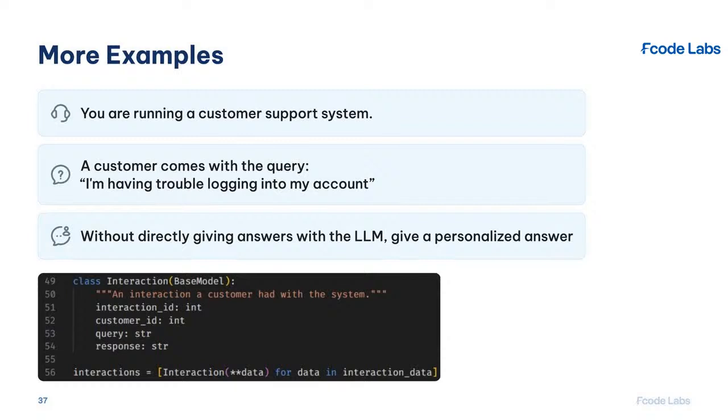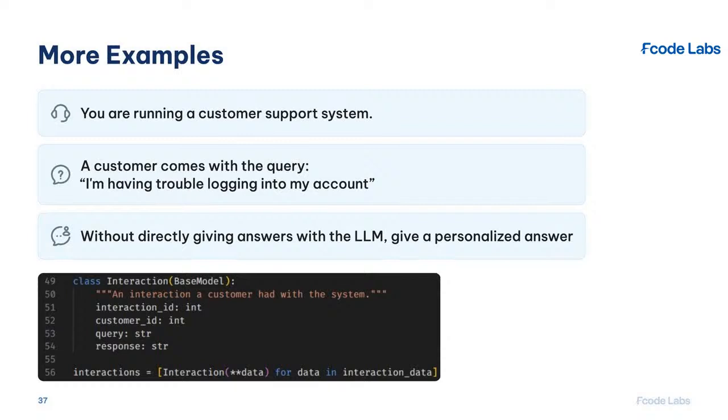So a customer comes with the query, I'm having trouble logging into my account. And without directly giving the answer using an LLM, we try to get a personalized answer. So that's our goal. All the interactions that this system had previously are stored in a database. First, we extract all the information from the database that is relevant to this customer. And we are going to store that information in this Python class. It has interaction ID, customer ID, the user query, and the response that was generated by the system.